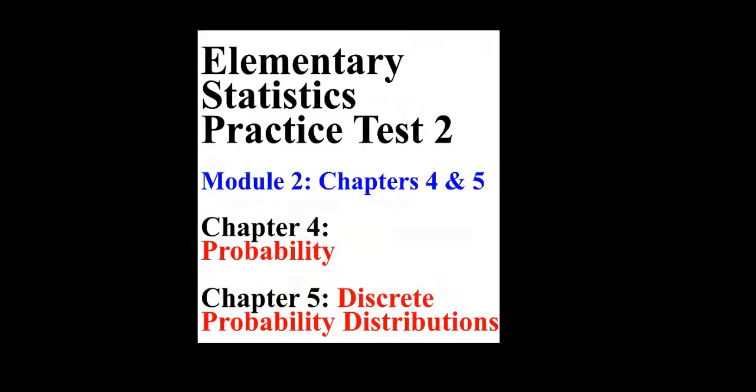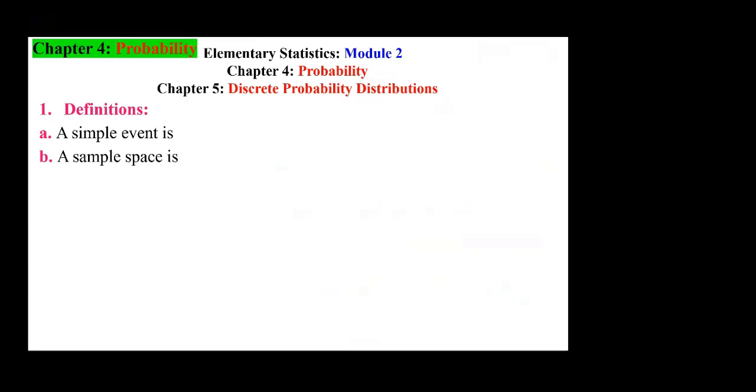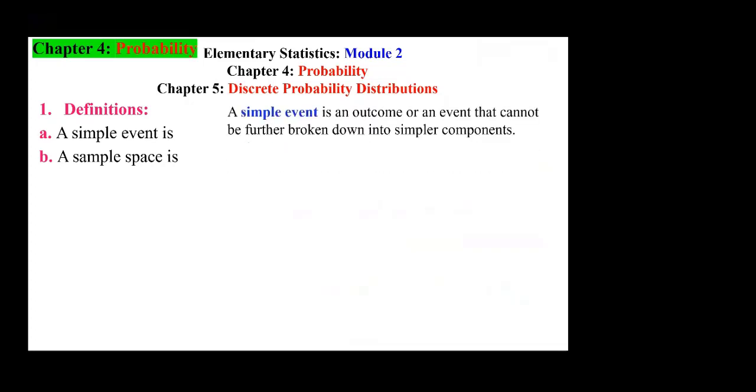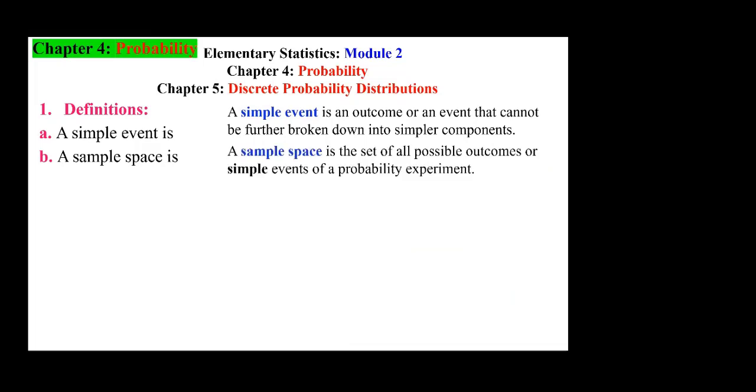Elementary statistics, practice test number 2, covering module 2, chapters 4 and 5. Chapter 4, probability. Chapter 5, discrete probability distributions. We look at a few definitions, a simple event and a sample space. A simple event is an outcome or an event that cannot be further broken down into simpler components. A sample space is the set of all possible outcomes or simple events of a probability experiment.